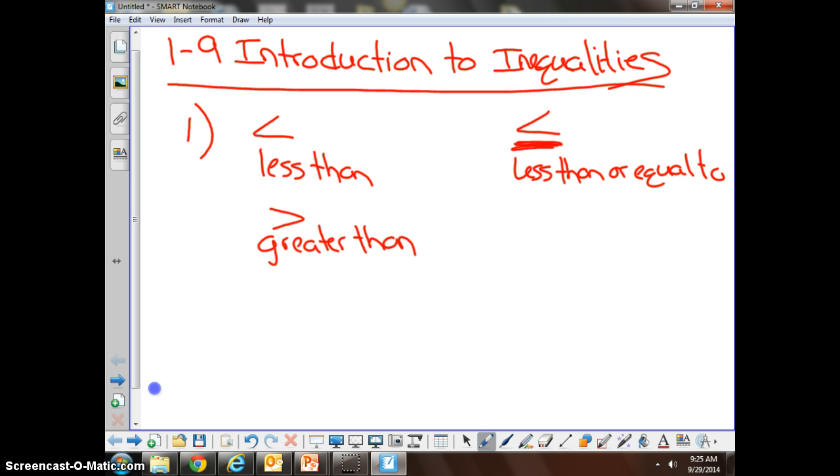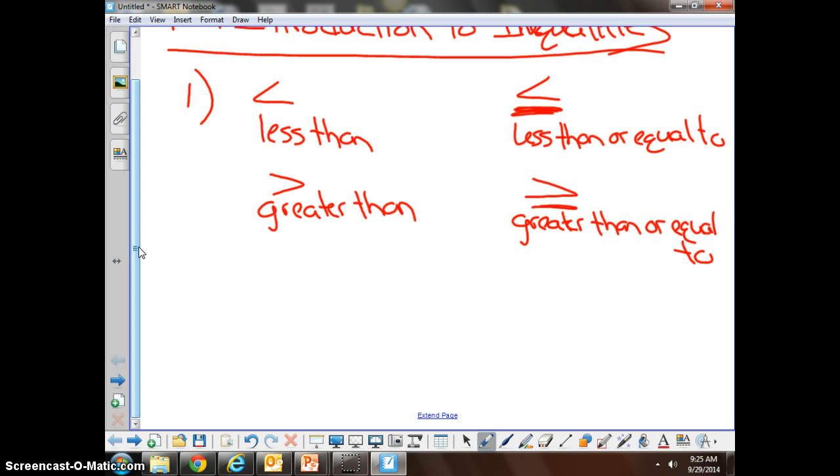And then the last one, as you might be able to guess, would be greater than or equal to. So those are the 4 different inequality symbols we will be using. And as you may have guessed, and I know you've done these in the past, inequalities are just comparing numbers. Are they bigger? Are they smaller? Are they equal to? Whatever they may be.